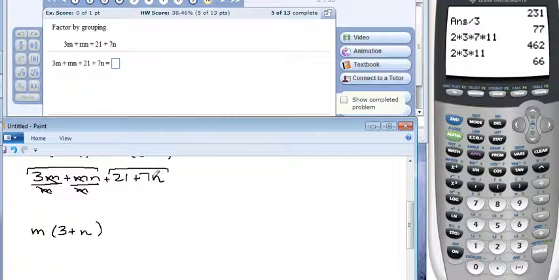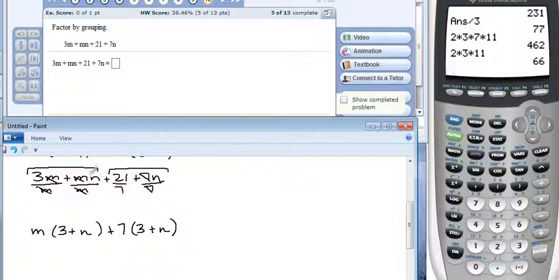I'm going to do it again for this back piece. Between a 21 and a 7, I've got a 7 that's in common. I can't take out any n's because this one doesn't have any, so that's as far as I can go with my GCF. Divide through by 7. 21 divided by 7 is 3. 7's are gone here, so all I have left is n.